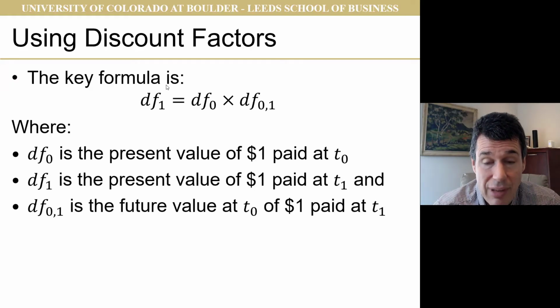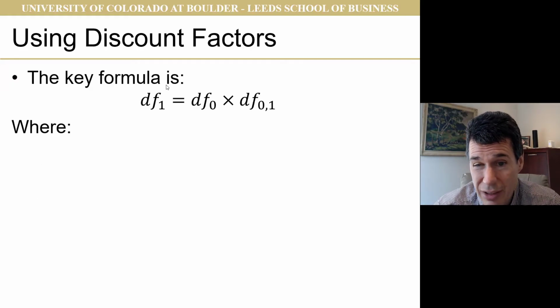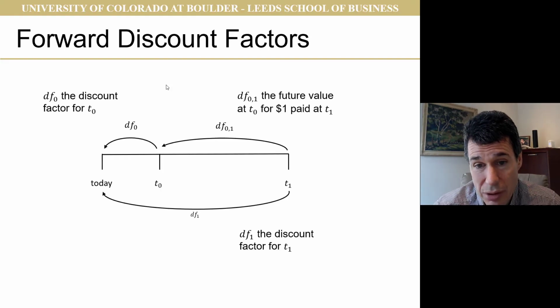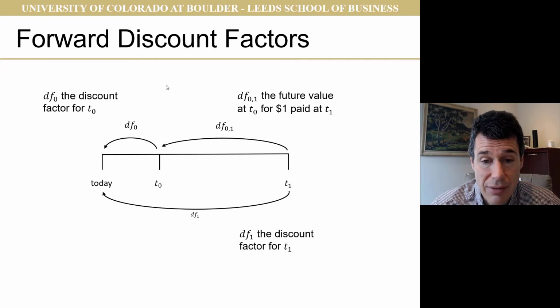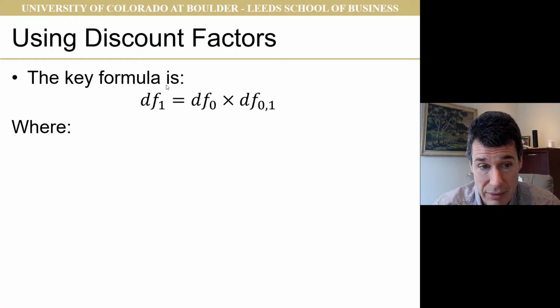So, this is our key formula. Again, in rates, it's going to be messy because you've got to deal with interest rates. Discount factors, it's really, really straightforward. DF1 equals present value of $1. We're indifferent, as long as we use the forward discount factor, to whether we discount all at once from T1 back to today, or we stop somewhere in the middle and then continue. Discount factor 1 equals discount factor 0 times discount factor 0,1. So that's forward discount factors.